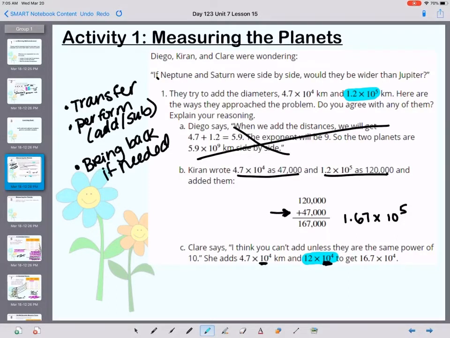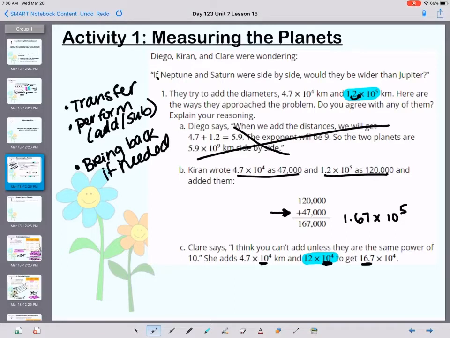If you move the decimal over, remember when we move the decimal, we're working with the exponent. And since I'm moving the decimal to the right, I would be taking an exponent away, which would then transfer this to 10 to the 4th power. So if I have 4.7 times 10 to the 4th and 12 times 10 to the 4th, I can then add those 2 coefficients. And if I add 4 and 7/10 and 12, I would get 16.7.